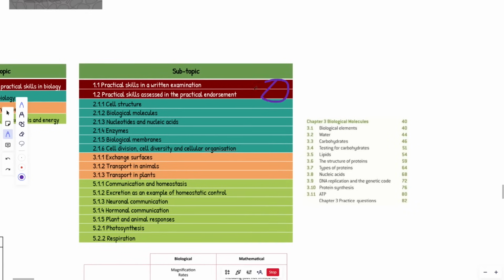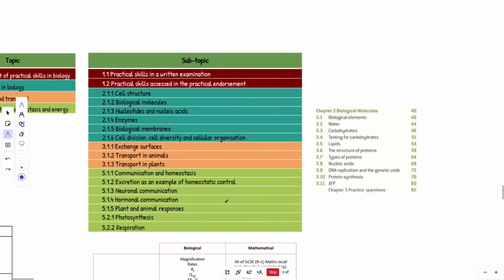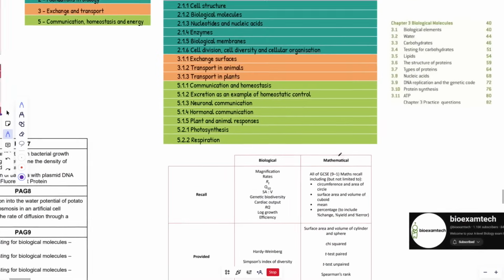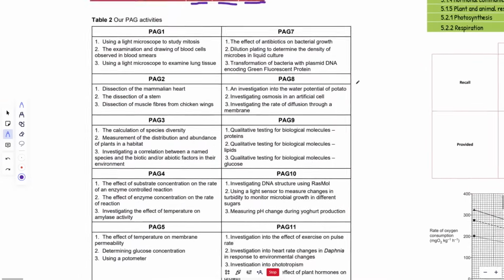The reason being is you need to know all of this. You just need to understand and revise all of the practical side of things, because they can throw it at you in any subtopic. So any of these subtopics, they can throw practical application questions at you. Okay, so it's really important to get out of the way. You need to learn all of this. You need to learn the different practicals, the different apparatus, the different statistical techniques, and stuff like that. We'll go into it in a little bit more detail.